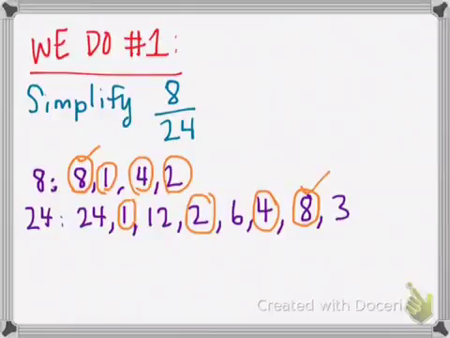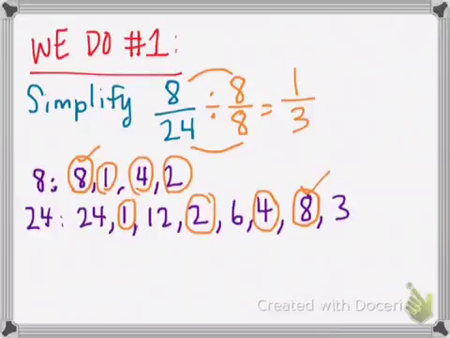Step 3, divide the numerator and denominator by the greatest common factor. So if I go back up to my fraction, 8/24, I'm going to divide the numerator and denominator by 8 because that's the greatest common factor. So now I know that 8 divided by 8 is 1, and then 24 divided by 8 is 3. So if I were to simplify 8/24 into lowest terms, we call it, it would be 1/3.